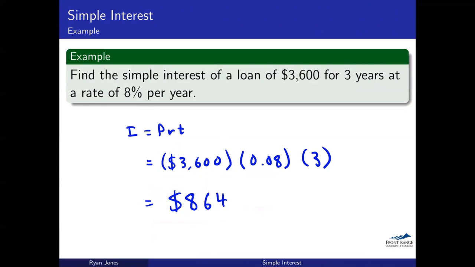You could sort of flip the script here, and you could say, well, let's pretend this was an investment instead of a loan. So you were putting this into like a bank account or something like that. If you were to put $3,600 into the bank account, and the bank gives you 8% interest per year for 3 years, they're going to add this $864 into your account. And so you'll have more than $3,600.